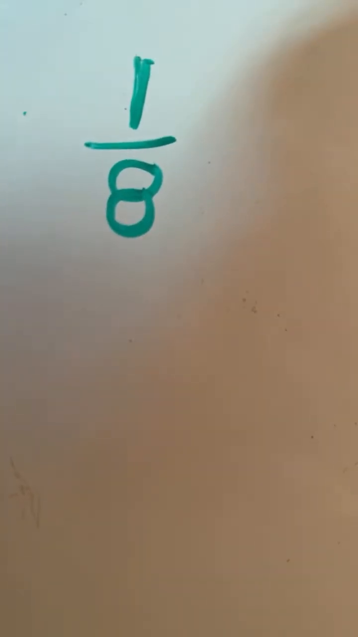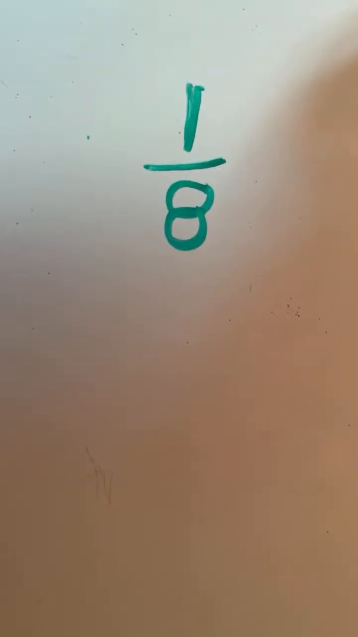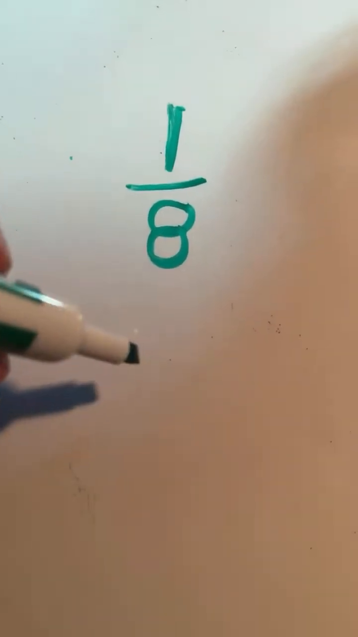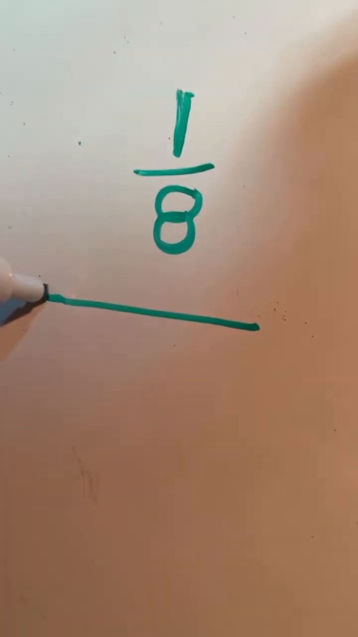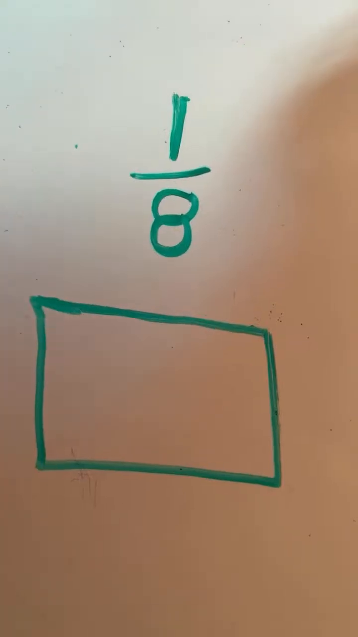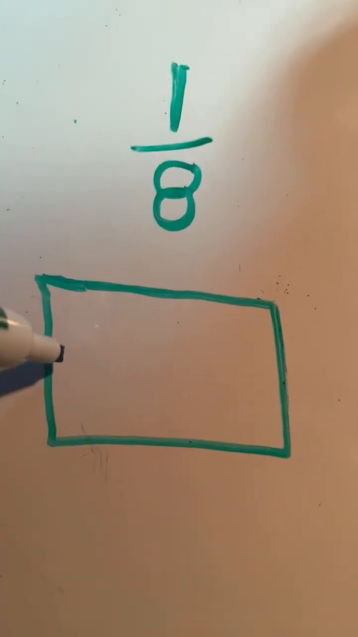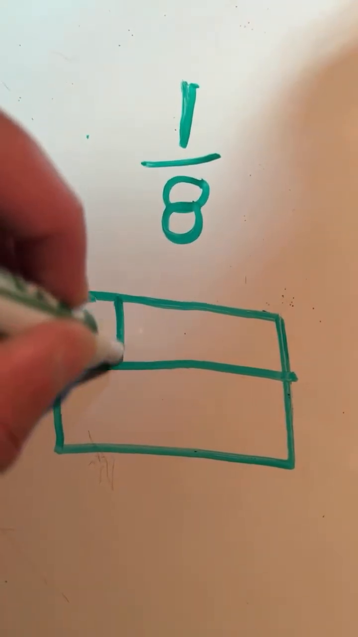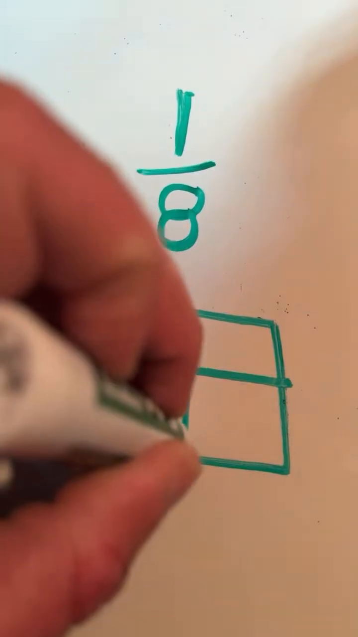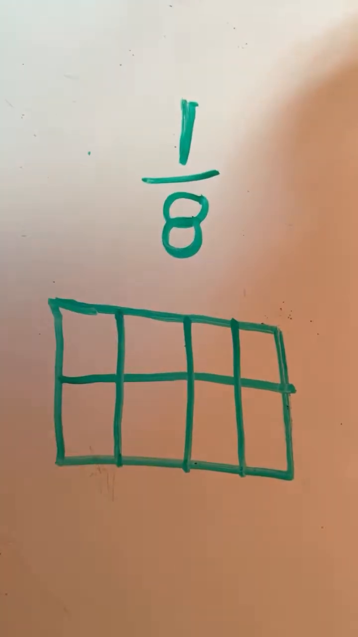All right, next example. We'll do 1/8. So 1/8 means that there's going to be 8 total parts. So I need to draw a figure or a shape with 8 total parts. So let's see, we have 2, 3, 4, 5, 6, 7, 8.